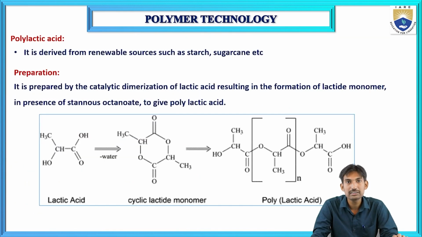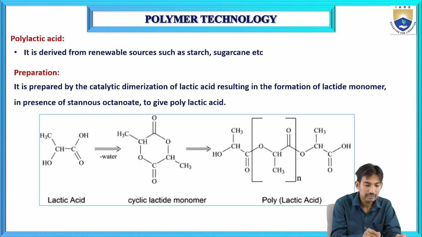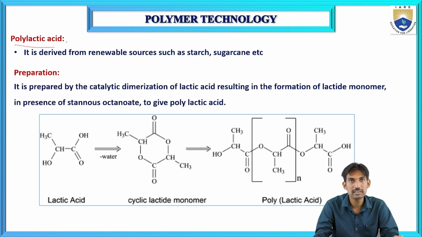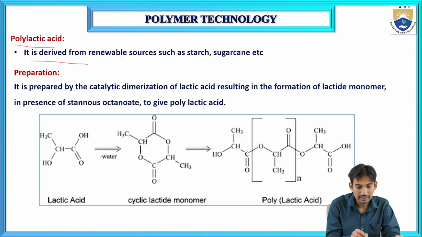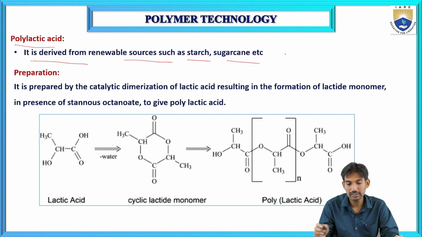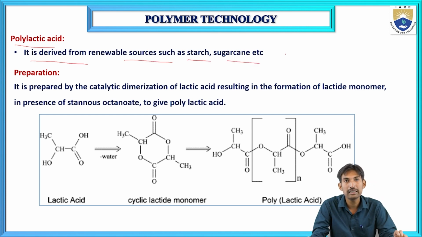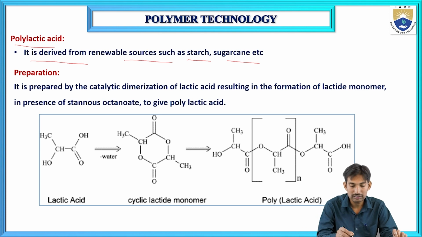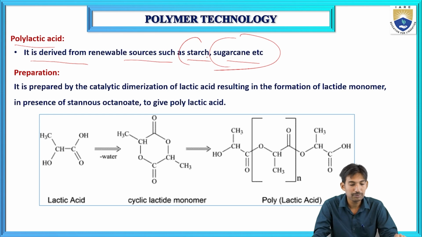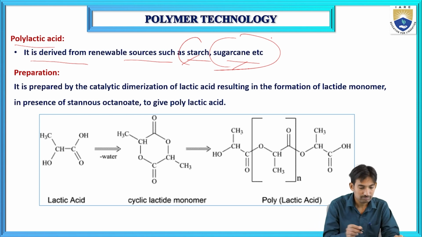The first example of a biodegradable polymer is polylactic acid. What is polylactic acid? It is derived from renewable sources such as starch and sugarcane. We can prepare polylactic acid by using this starch or sugarcane. How can we prepare it?